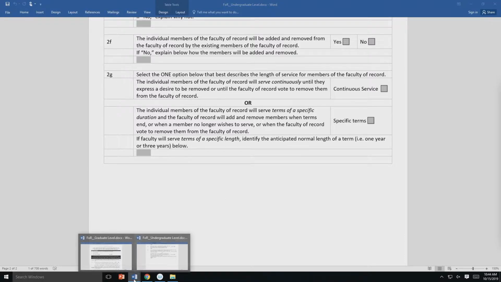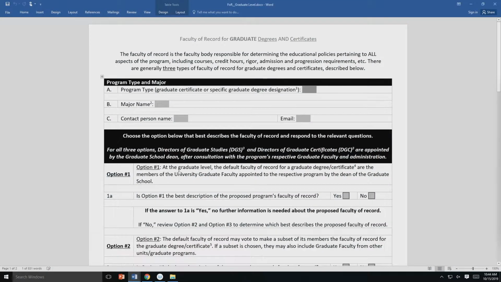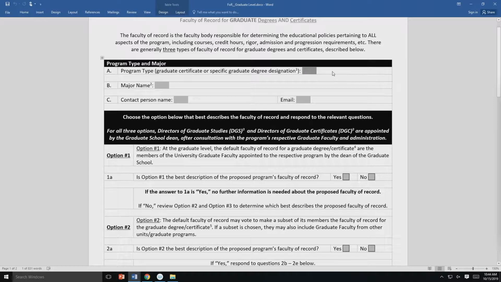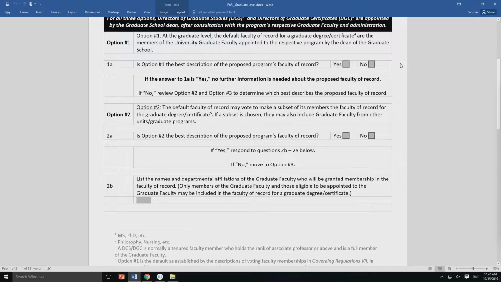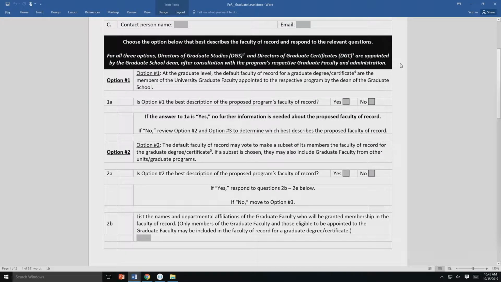Now if I move to the graduate level faculty of record form, it looks very similar. However, you'll notice in the header it refers specifically to graduate degrees and graduate certificates. This faculty of record form is set up pretty much the same. However, there are three options: the default option, an option for choosing a subset, and a third option I'll go into a bit more detail about in a minute.